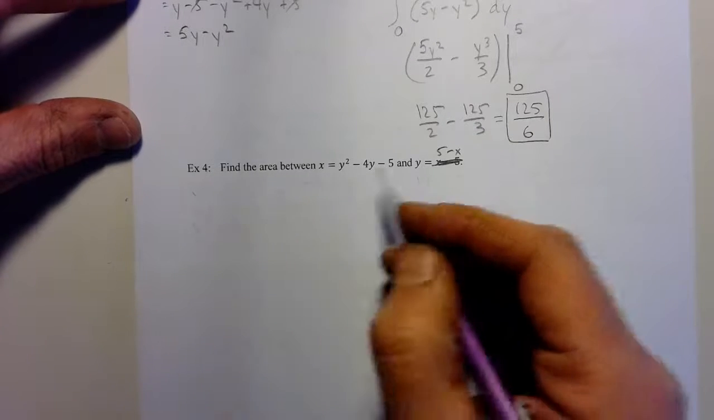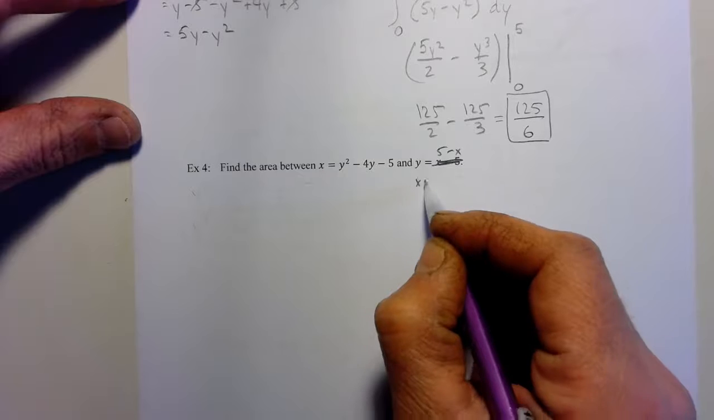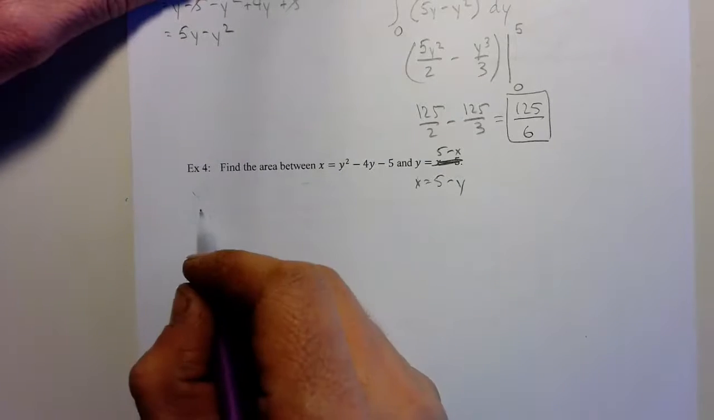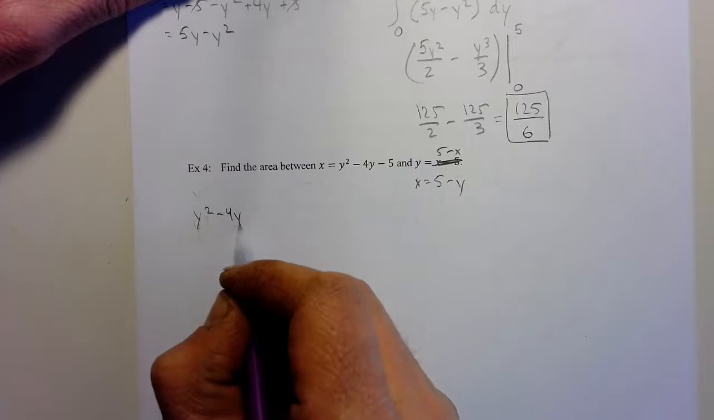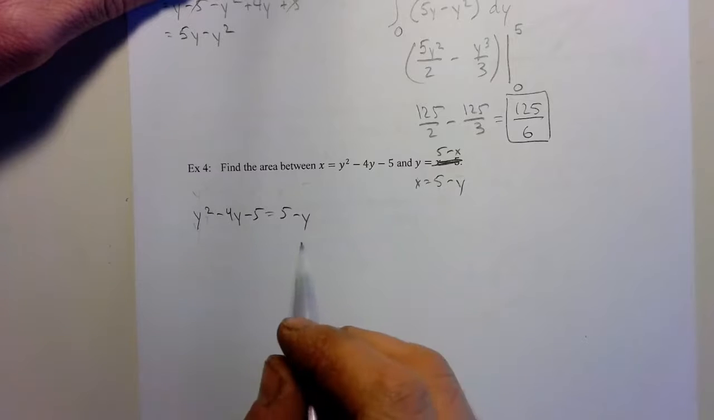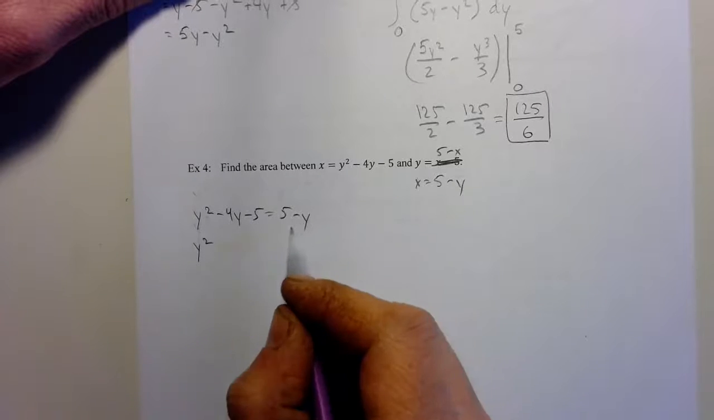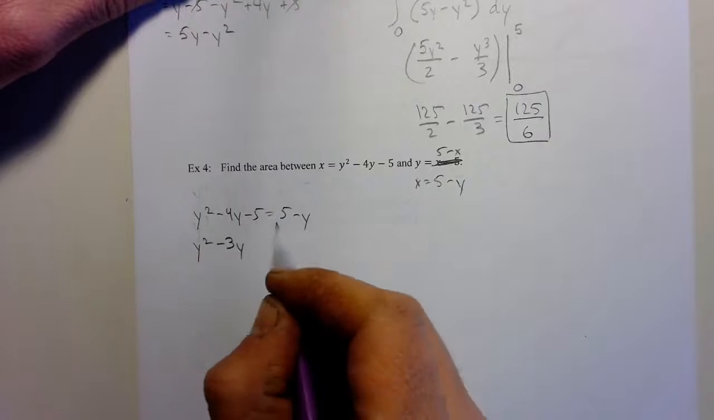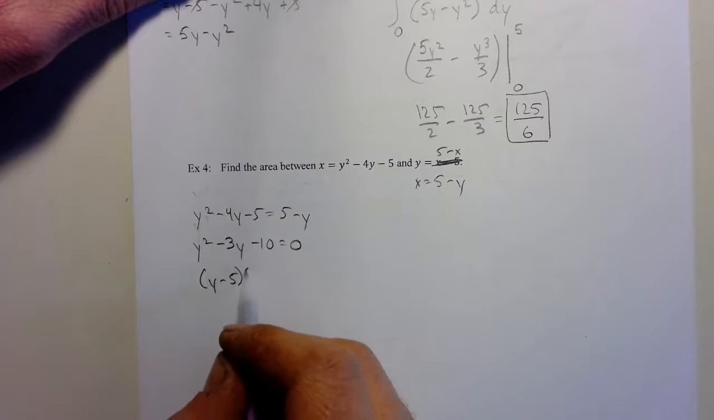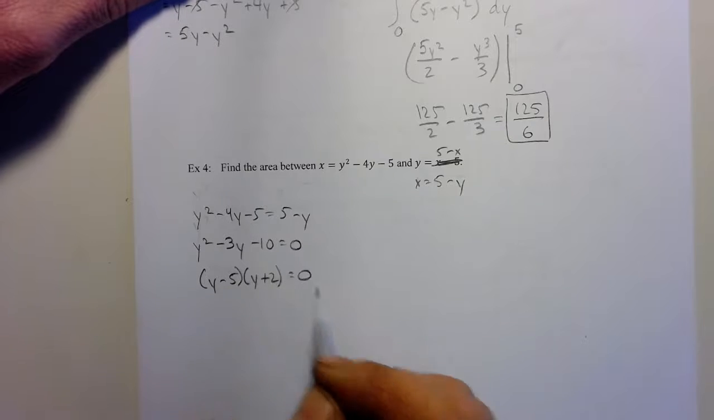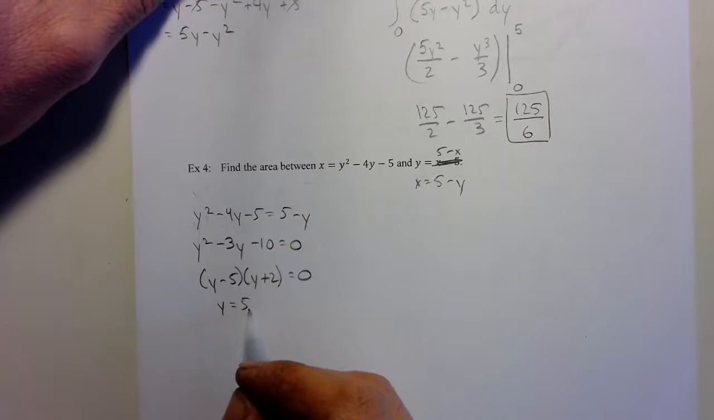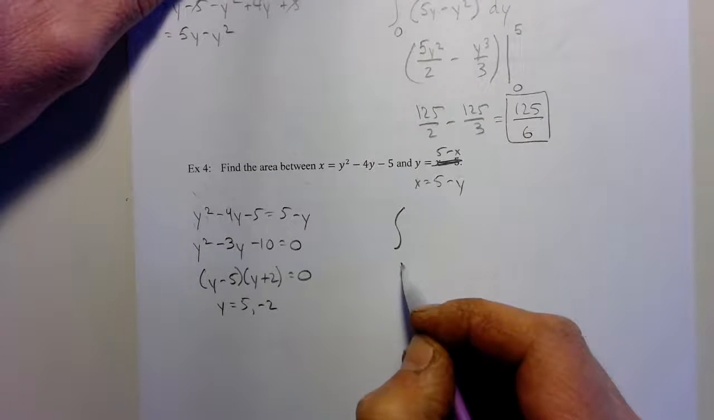Since I don't have the graph here, first thing I'm going to do is find my intersections. So let me solve this one for x first. If I solve for x, I'll move that over. So it's going to be x equals 5 minus y, and I'll set the two equal to each other. Move some things around. You can add y, and subtract, and we're going to factor. So that gives us two y values, 5 and negative 2. So my bounds are going to be negative 2 and 5 for this one.